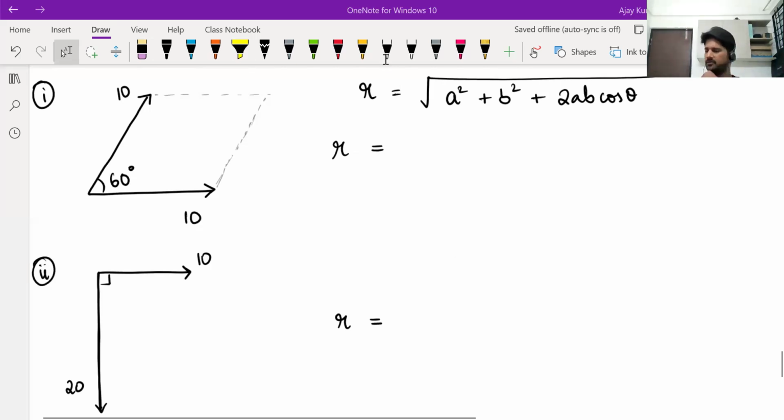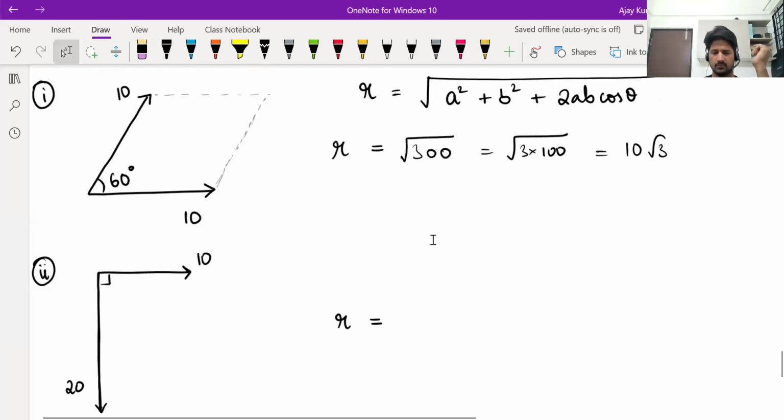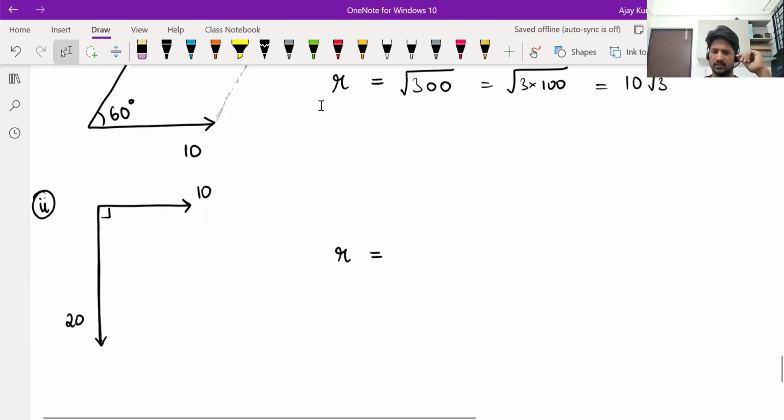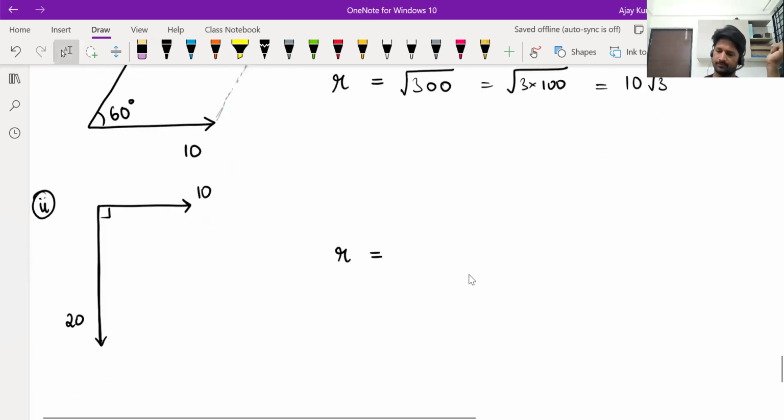Aishwarya, how much is the answer to the first one? Sir, root 300. Okay, fine. Root 300 can also be written as under root 3 into 100. Now you split them. Root 100 is 10. So you can write it as 10 root 3. Okay. Vanilla, second one. Root 500, sir. Okay. That becomes 10 root 5 units.